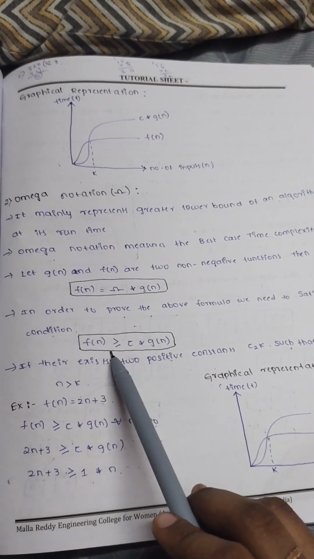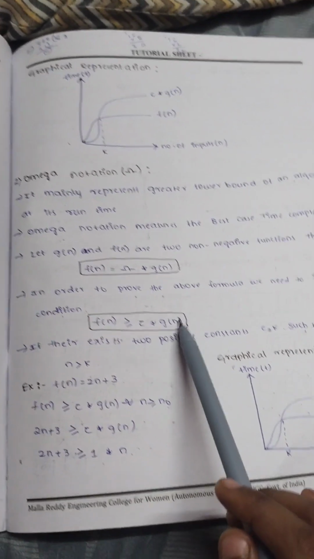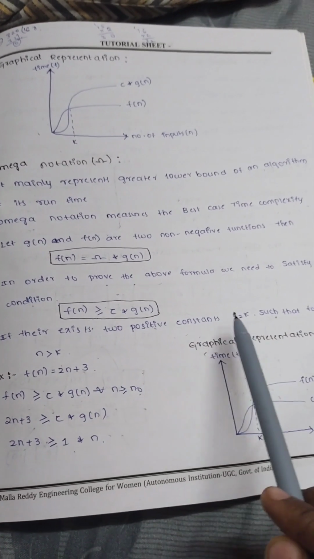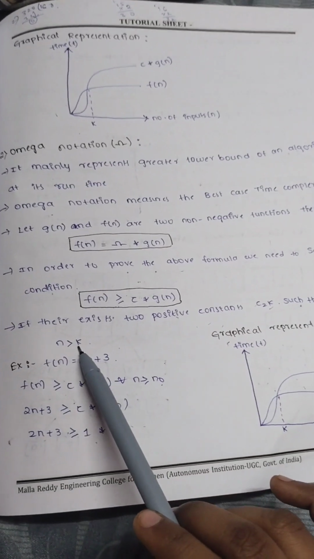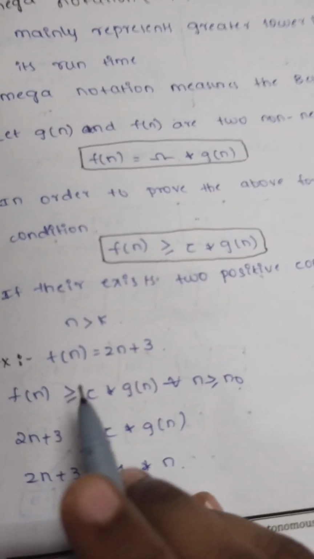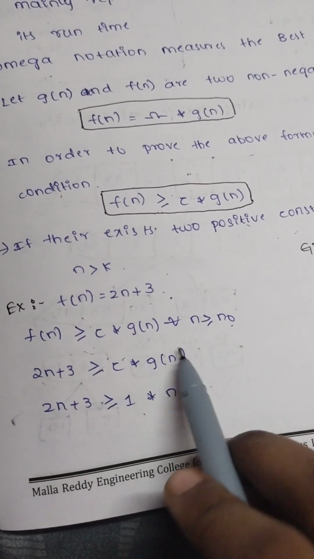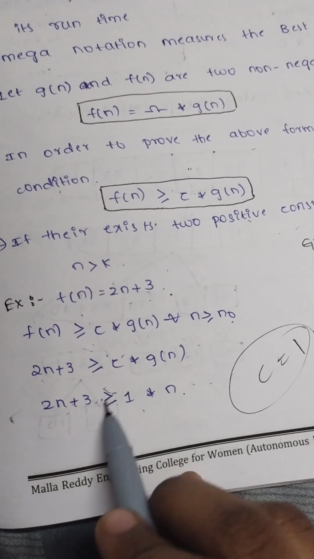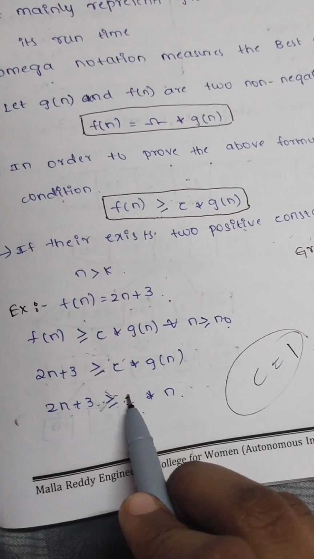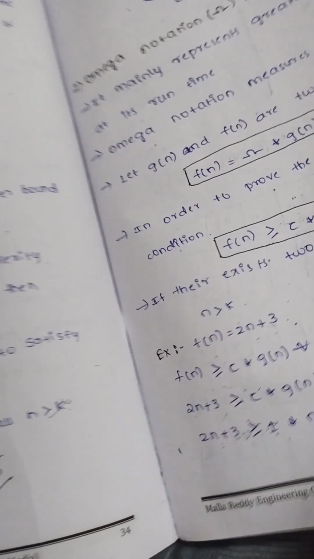The condition is f of n greater than or equal to c into g of n. For big O it was f of n less than or equal to c into g of n; here it is f of n greater than or equal to c into g of n, if there exist two positive constants c and k such that for all n greater than k. Taking f of n equals 2n plus 3, and c equals 1, 2n plus 3 is greater than or equal to 1 into n. It's proved.